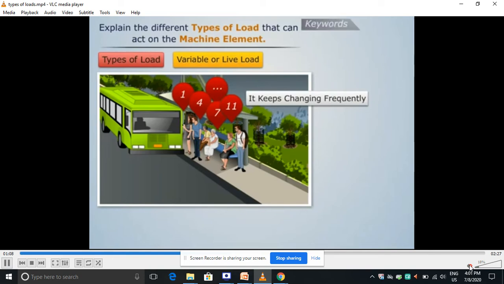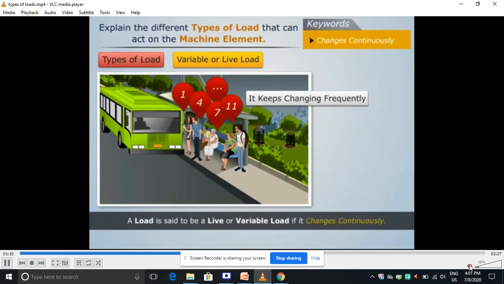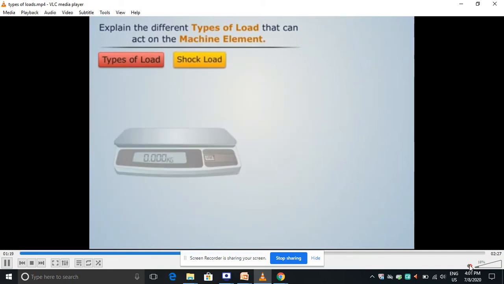That means it is changing. Example, now you can see here a bus is coming, and it is boarding the passengers. If the number of passengers getting into the bus is more, then the load will be more. If there are fewer passengers, the load is less.